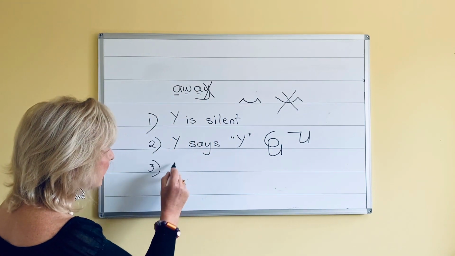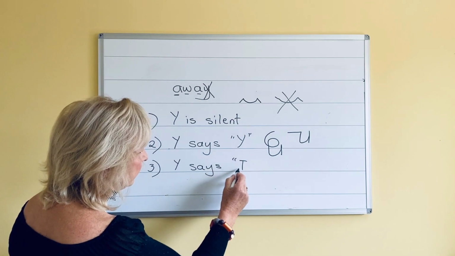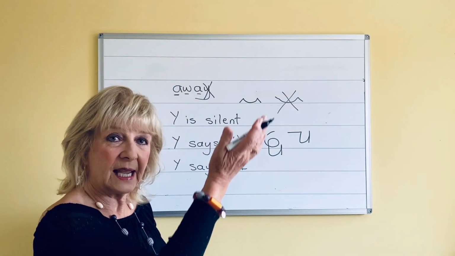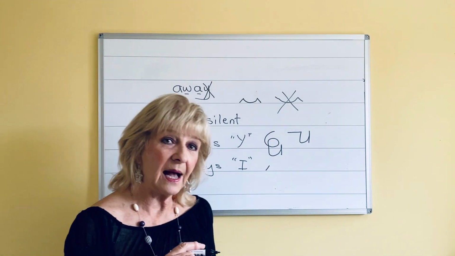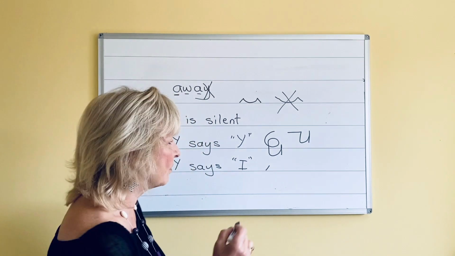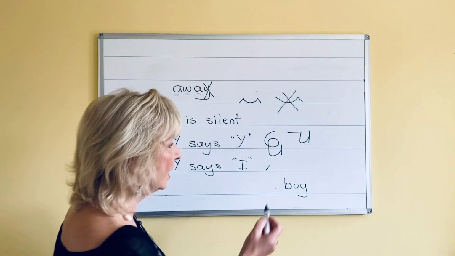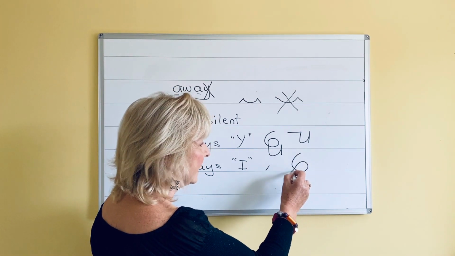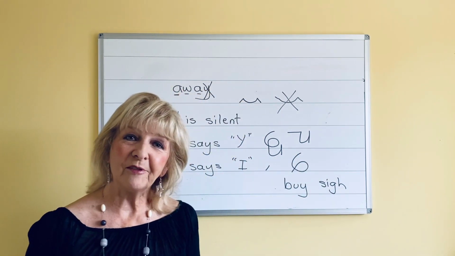And the third one is when Y says I. Now last lesson we did the indicators and you'll remember that the I indicator slopes in this direction, that one. So when Y says I, we use the I. Again, the Y is too long to write. So let's take a word like buy. It's got a Y in the spelling, but it's silent, buy. So we do the B and the I. If this is making you sigh, have a go at that one.